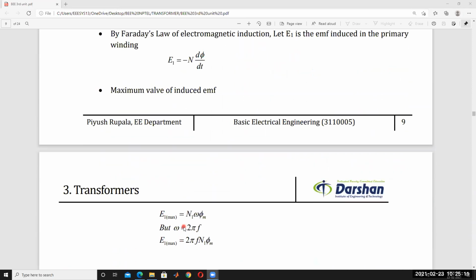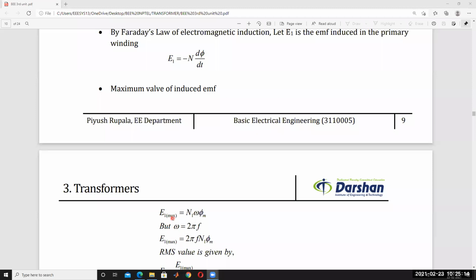So you will get like this. E1 maximum for the primary side is equal to N1 into omega into φm. Substitute φ is equal to φm sin omega t and differentiate φm sin omega t, you will get cos omega t. For maximum value, omega t is equal to 0, and then you will get E1 maximum is equal to minus N1 into omega into φm. So E1 maximum is equal to N1 into omega into φm. So we'll get this equation for the primary side.